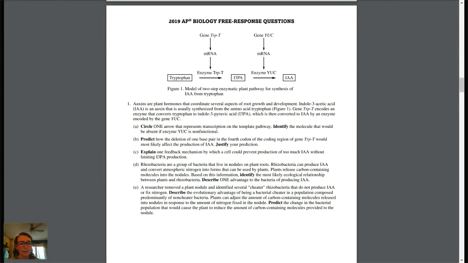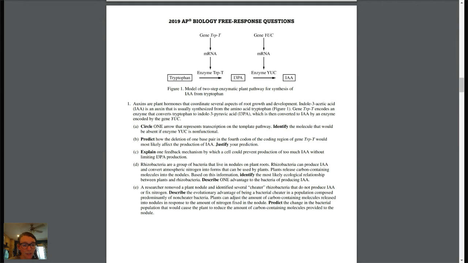C, explain one feedback mechanism by which a cell could prevent production of too much IAA without limiting I3PA. For this one, you needed to limit something in that rightmost column. So somehow you needed to regulate either enzyme YUC or gene YUC, something in that column, because those things are going to affect IAA, but they come after I3PA, okay? So you could say that IAA inhibits the production of more enzyme YUC, and that would be negative feedback, where too much IAA comes back and actually inhibits its own production. So you could have explained something along those lines for part C.